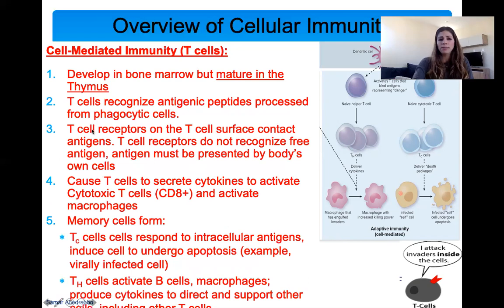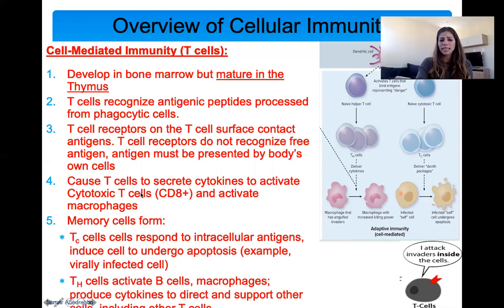A little bit more about cell-mediated immunity. Remember, all blood cells develop in the bone marrow. T cells are called T cells because even though they develop in the bone marrow, they mature in the thymus, which is a lymphatic organ. T cells recognize antigenic peptides processed from phagocytic cells. For example, a dendritic cell is a phagocytic cell. T cells recognize the antigens that the dendritic cell is presenting, and T cell receptors on the T cell surface contact the antigen that's been presented by the phagocytic cell.